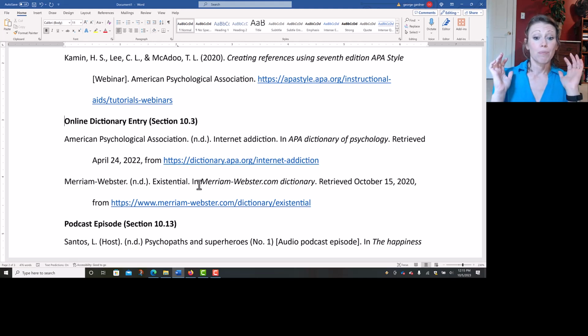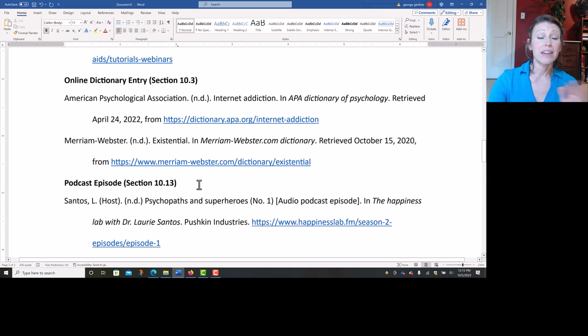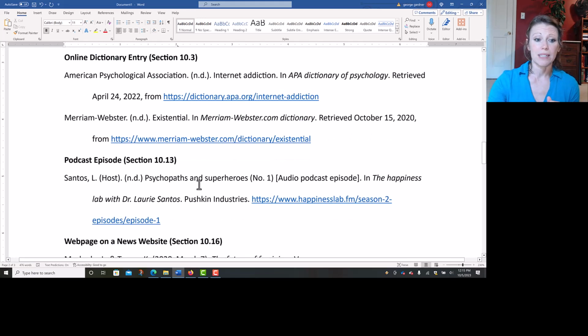Or in Merriam-Webster.com dictionary, that gets italics, and then you put a period. Now, these are subject to change, so you would want to put a retrieval date in there. So you put retrieved, the date that you found it, month, spell out the month, the day, comma, the year, comma, then you put from, and then the link to that definition. Definitions tend to change with frequency, and so that's why it's important to put that retrieval date in there. And then after the link, you're done. Don't put periods after links.